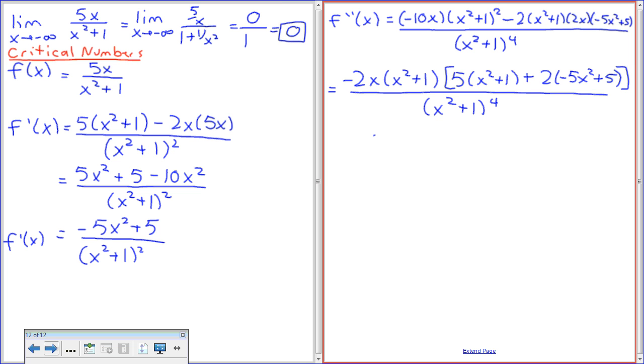Does that match now, finally? Okay. I'm going to take out a 5 now. Are you guys okay if I take out a 5 at this point? Yeah, go ahead. Yes, this one on the left-hand side. So it's going to be negative 10x bracket, x squared plus 1 minus 2x squared plus 2.